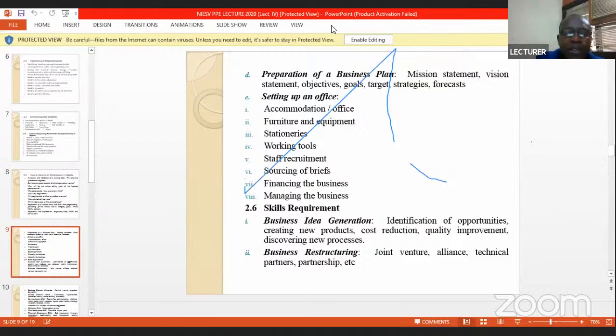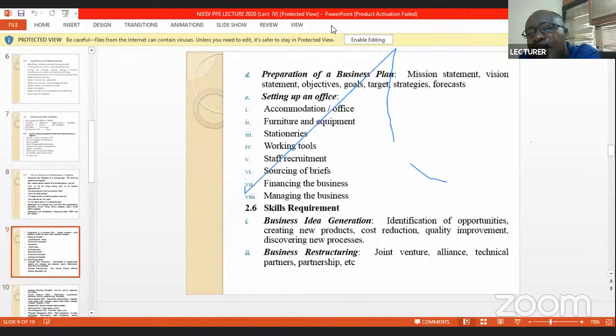Skills requirement for an entrepreneur to work very well. He must acquire some skills. Skills in business idea generation.